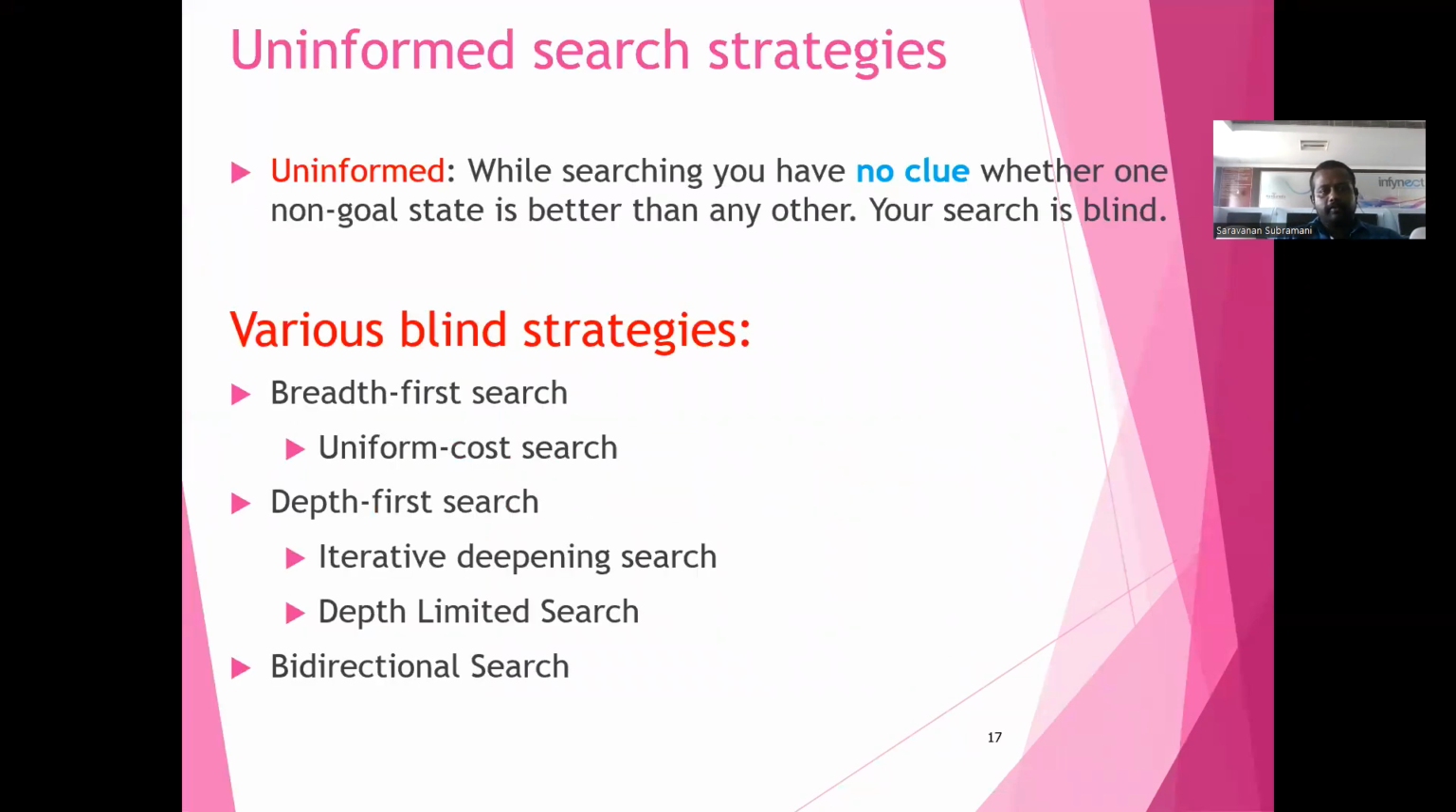Uninformed searching means while searching, you have no clue whether one non-goal state is better than any other. So your searching is completely blind. If you have information, it's not blind. But this is uninformed, so it is otherwise called a blind searching technique. There are various blind searching techniques available, like breadth first search, depth first search, and bidirectional searching techniques.